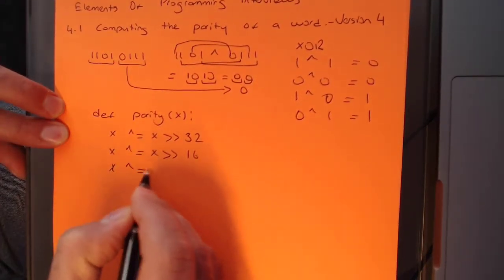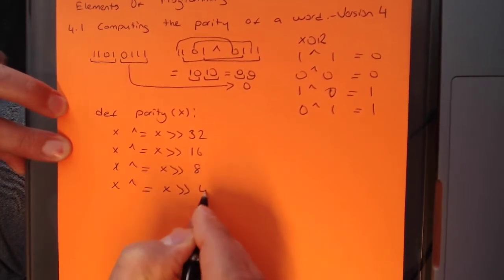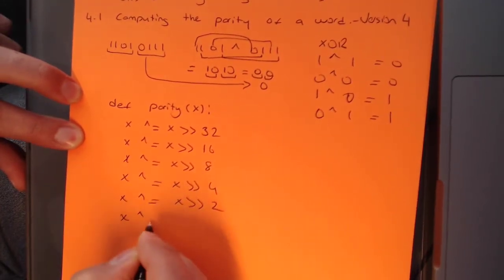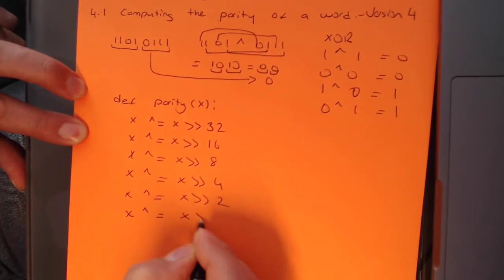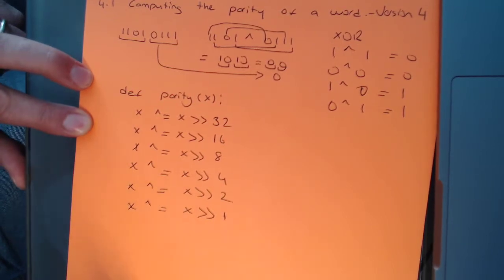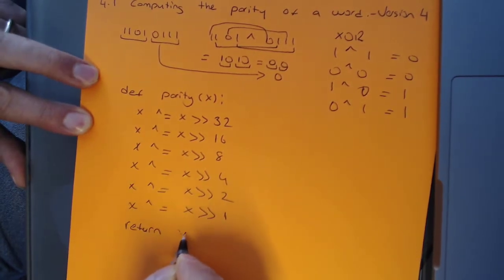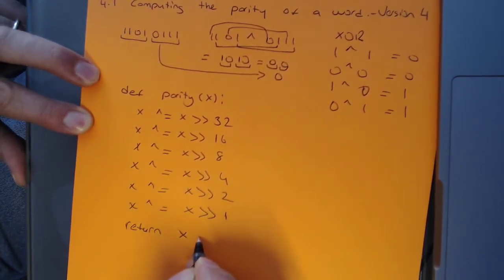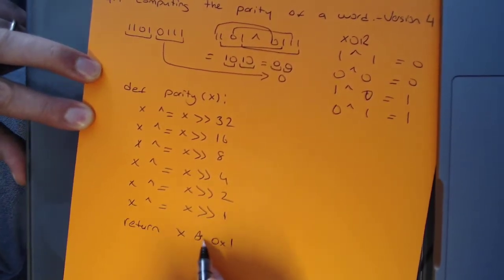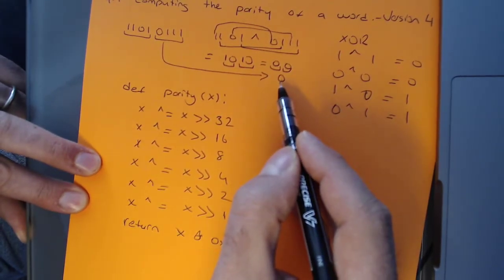Now we take x and XOR that with x shifted by 8, we take that x and XOR that with x shifted by 4, we take that x and XOR that with x shifted by 2, and of course shifted by 1. So 1 2 4 8 16 32, this is how we are shifting. And at the end, when we are done, we're going to return x AND 1. The reason we are doing this is that at the end we really care about the least significant bit, which has the result.